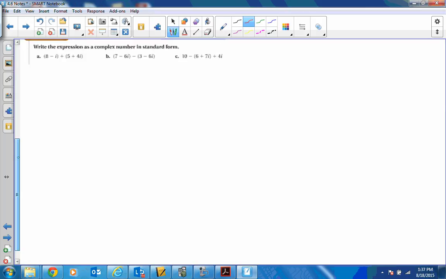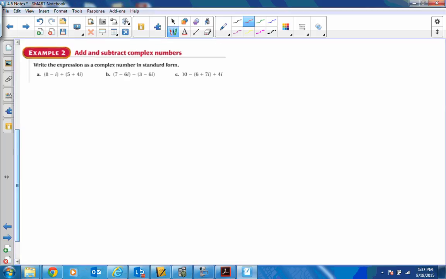All right, so the first one, you got 8 plus 5. You just want to combine like terms with this plus. 8 plus 5 is 13. Negative i plus 4i is 3i. And that is it. Just like if it was x.